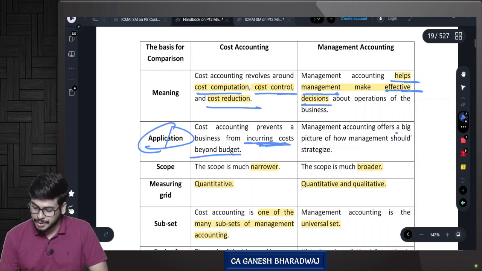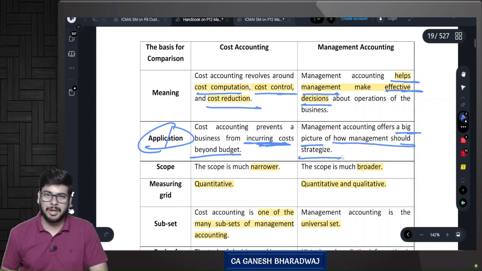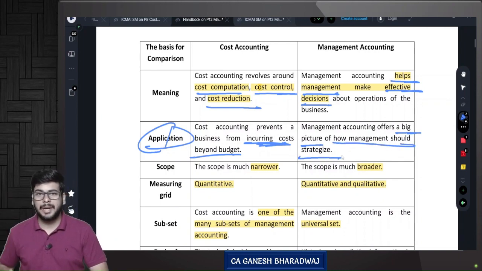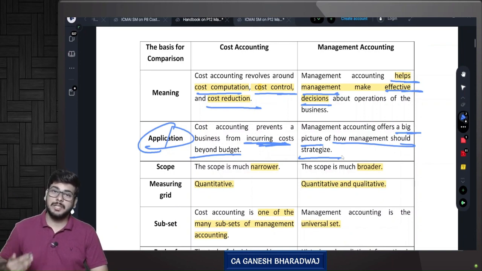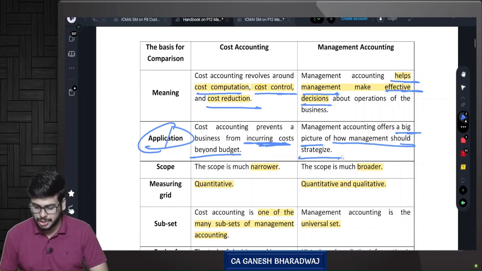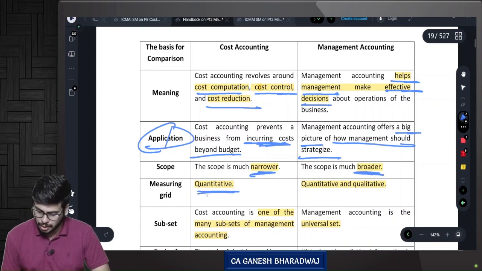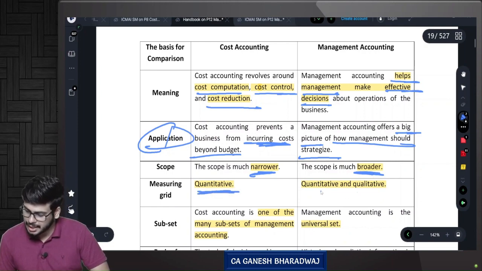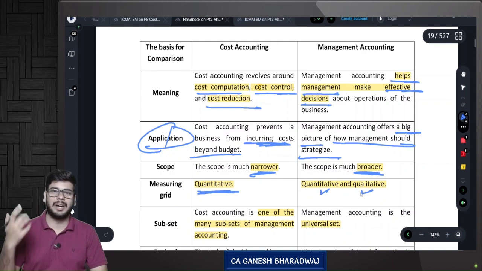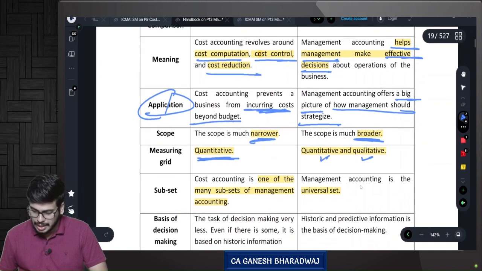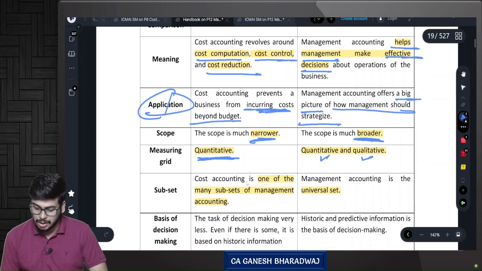Management accounting offers a big picture of how the management should strategize. So here also you prepare a budget, and not just the budget. You compare that with the actuals, and the management accountant will also come up with ways as to how you can improve or strategize your business. The scope of cost accounting is narrow, whereas management accounting is broader. Cost accounting has only quantitative factors, whereas here it involves both quantitative and qualitative. I told you that learning curve example and all. Then cost accounting is one of the many subsets of management accounting.